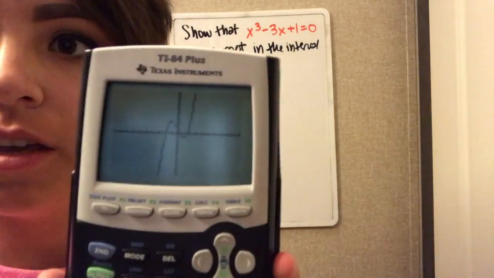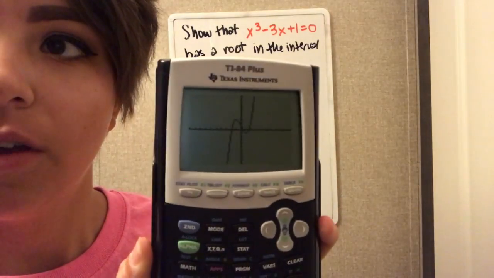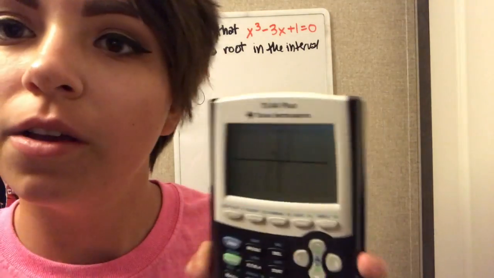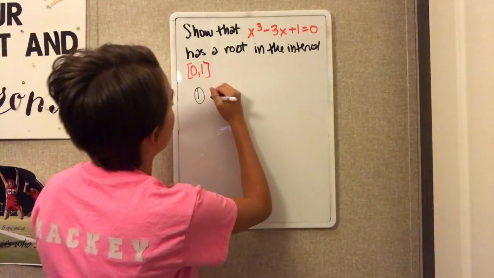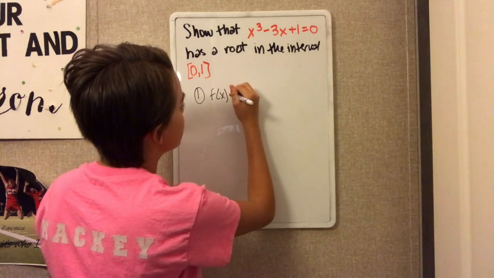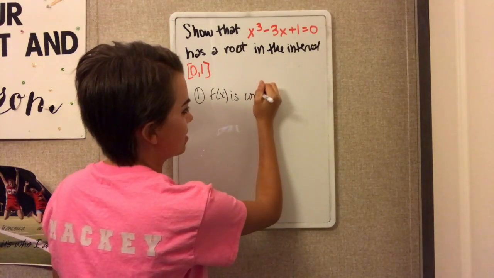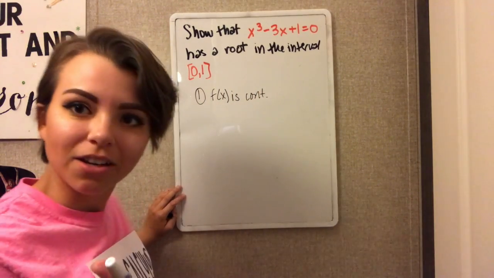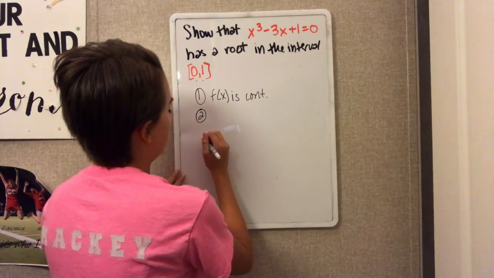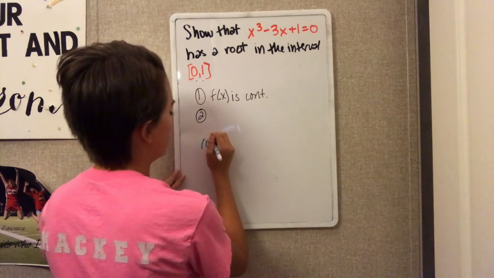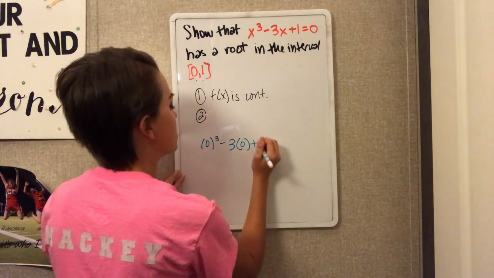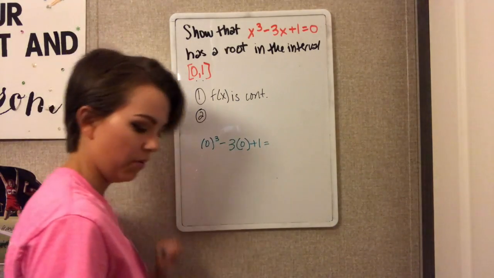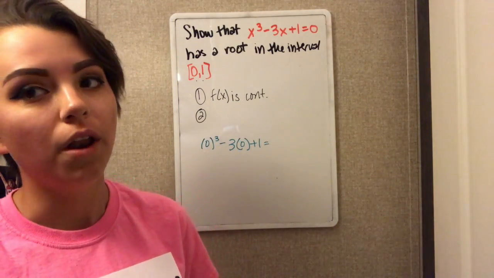I'm just going to show this on the calculator so it's easier for you to see. That's what it looks like. So now we're just looking at the interval from 0 to 1, so from right about there to 1. So this little bitty chunk. Yes, f of x is continuous. Good. Now, plug in 0. So 0 cubed minus 3 times 0 plus 1 will equal 1.